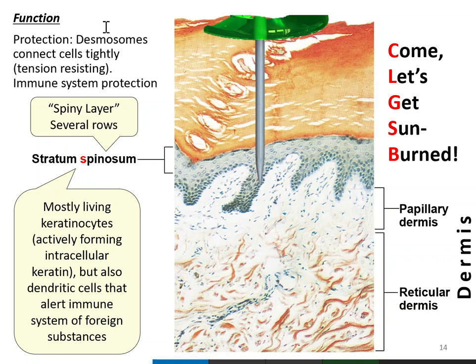Desmosomes, remember those specific cell-cell junctions that are really good at connecting cells somewhat tightly, but allowing them a little bit of wiggle room so that they can stretch a little bit and not rip apart. Also some immune system protection as discussed with the dendritic cells.